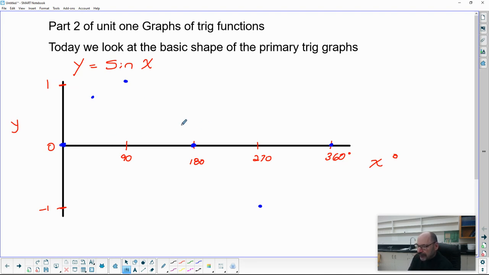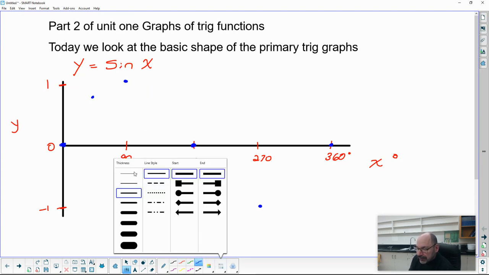Okay, why is my pen disappearing on me? I must have lost the blue here. Let me get my blue back. So it'd be there.